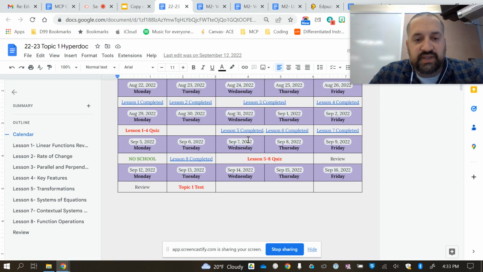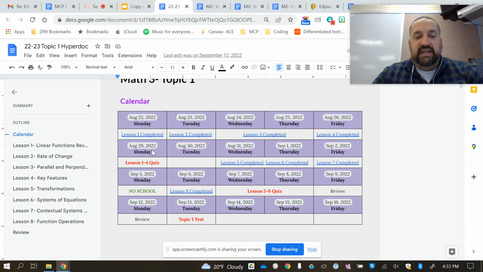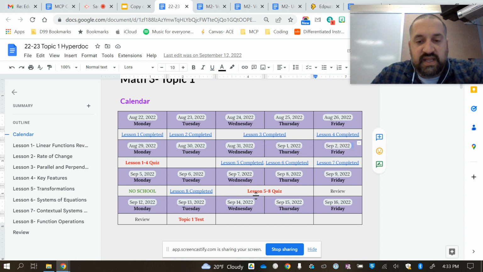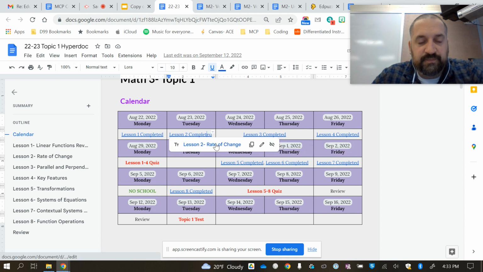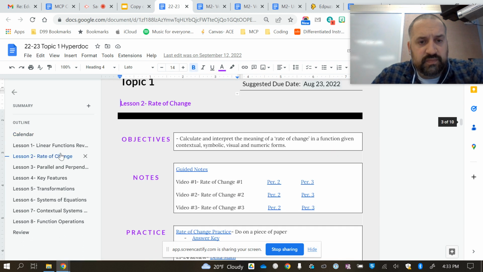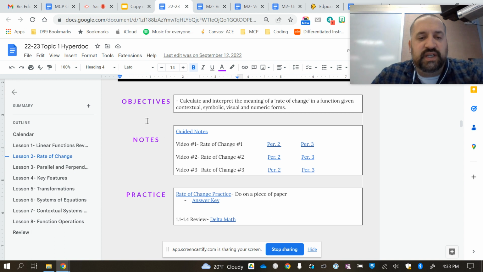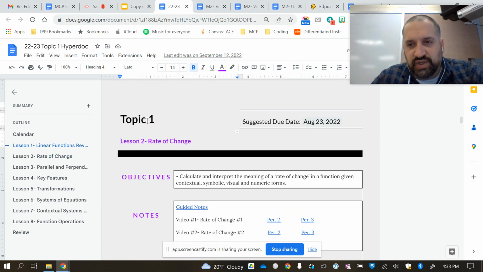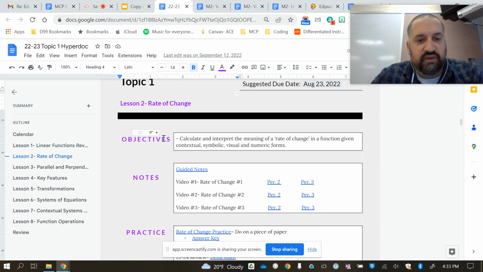So here's the calendar. My suggestion for when students get stuff completed. This links up to later in the doc, so you can go right to lesson 3. And then I have when the quizzes and tests are. So if we were to just jump to lesson 2, go here. And this particular HyperDoc isn't related to the one I just showed, but all my HyperDocs look the same. This one was just a cleaner version.